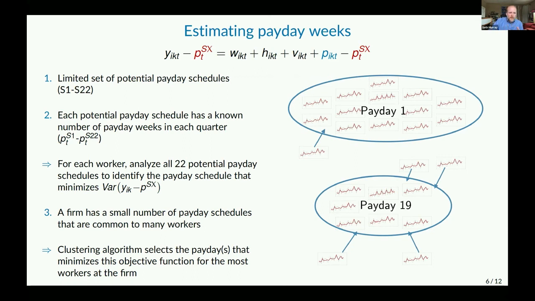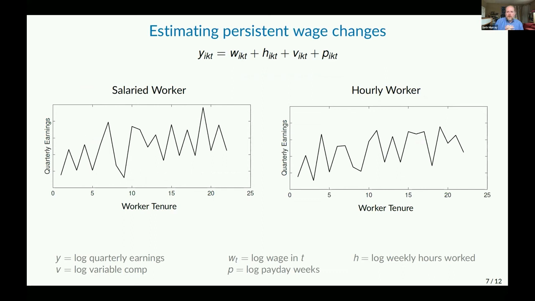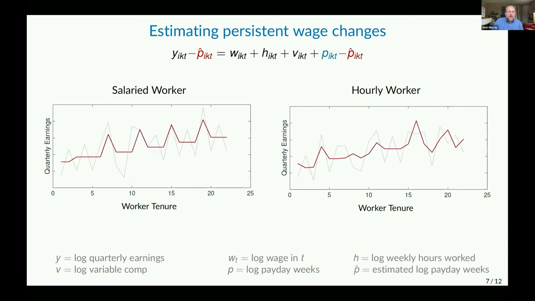So that's great. Now that I've identified how to identify these payroll schedules, I'm going to get to how I use that information to think about persistent wage changes. Here you can see I've got the 2 very noisy original quarterly earnings series. The first thing I'm going to do is subtract off and adjust the series for this estimated number of payday weeks.